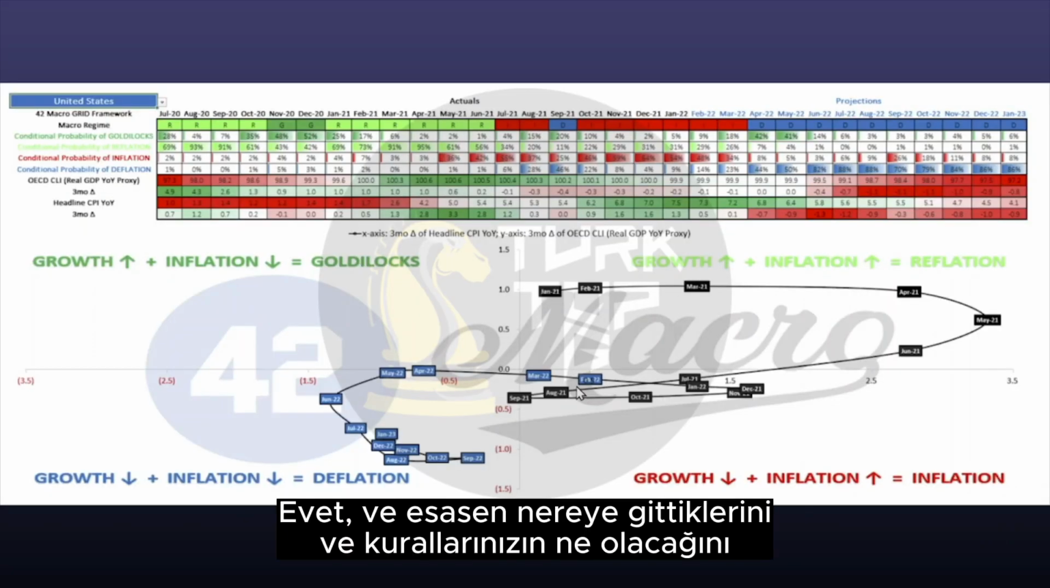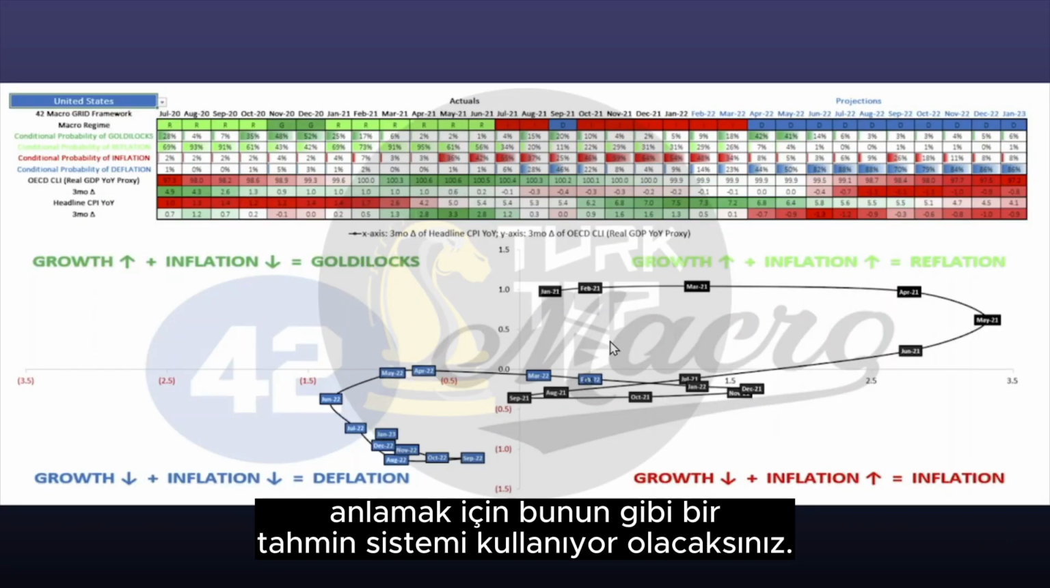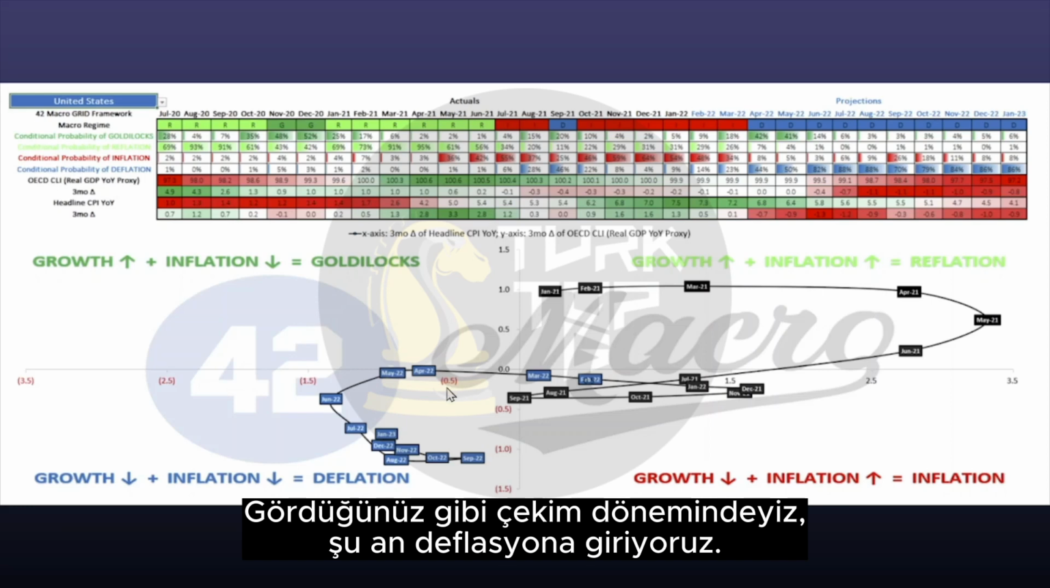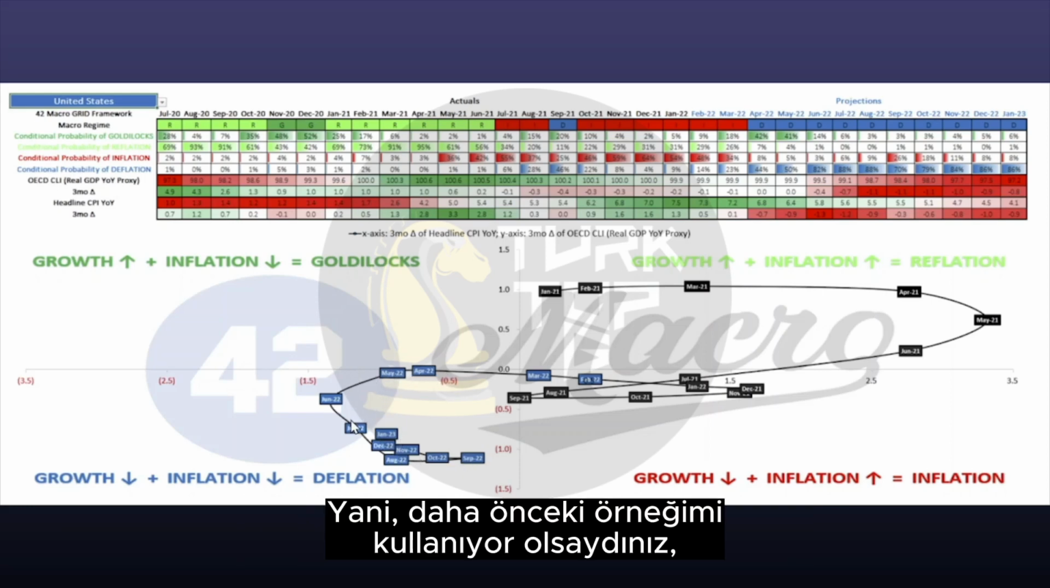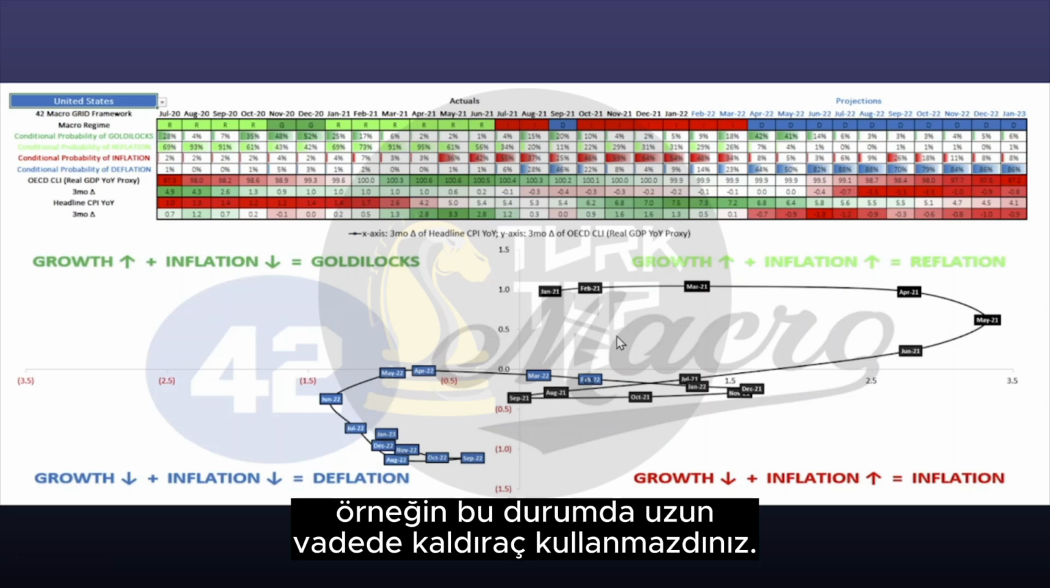You'd be using a forecasting system like this essentially to figure out where we're going and what your rules would be. As you can see, at the time of filming, we're currently entering deflation. So you would not be using leverage on the long side, for example, in this situation if you were using my example from before.